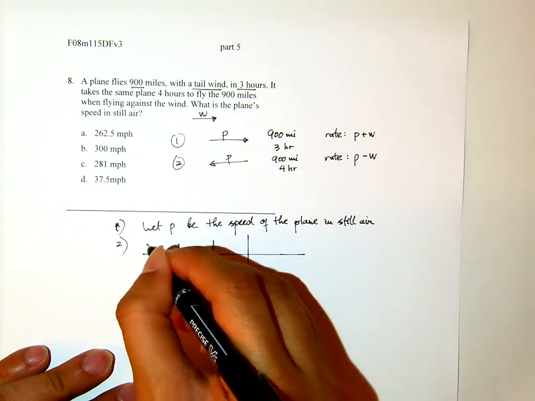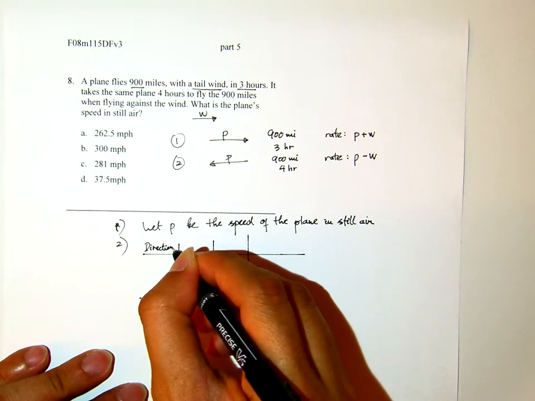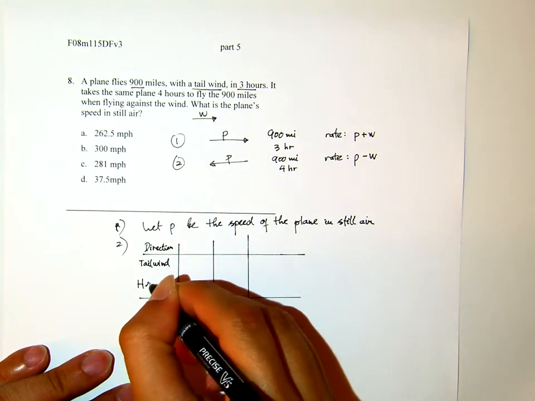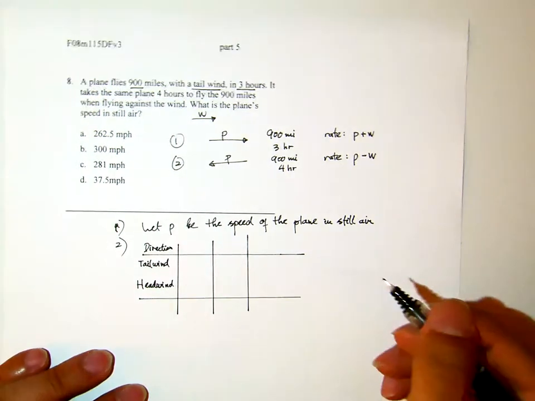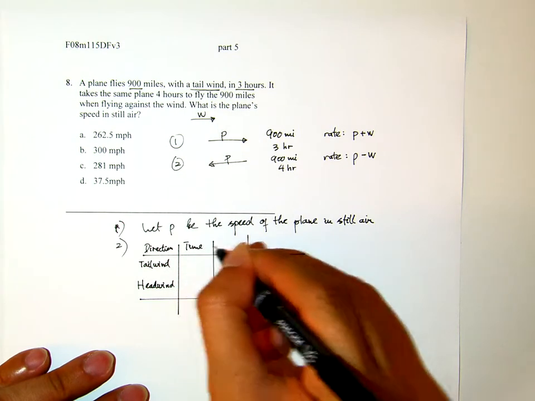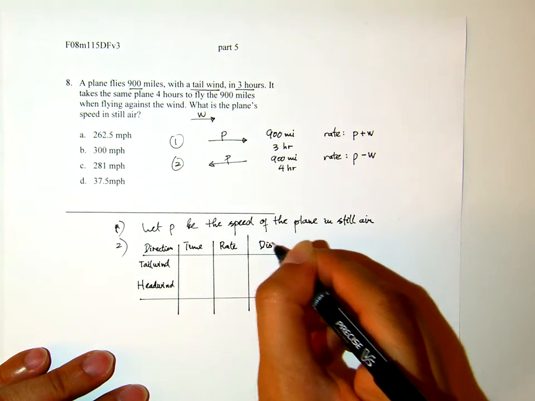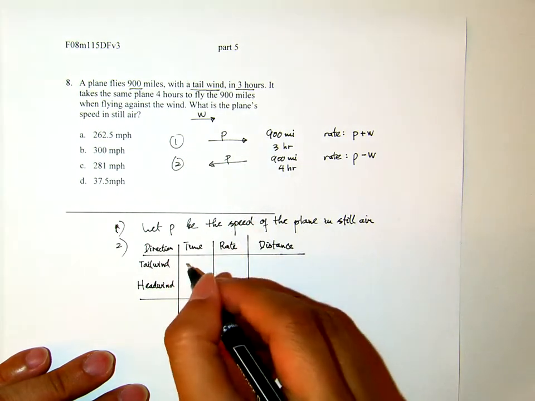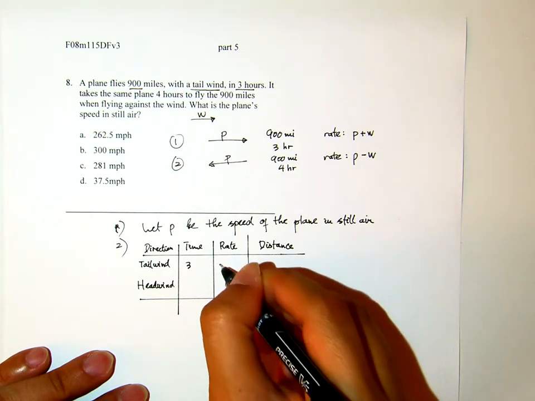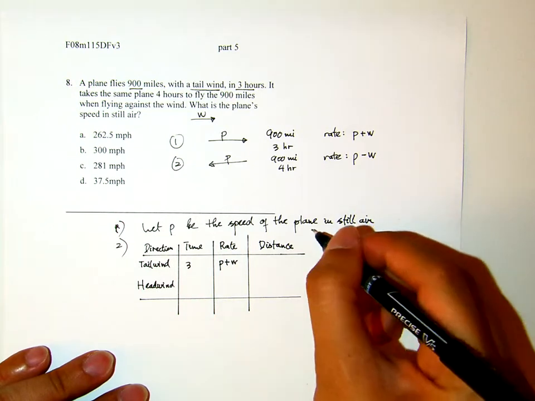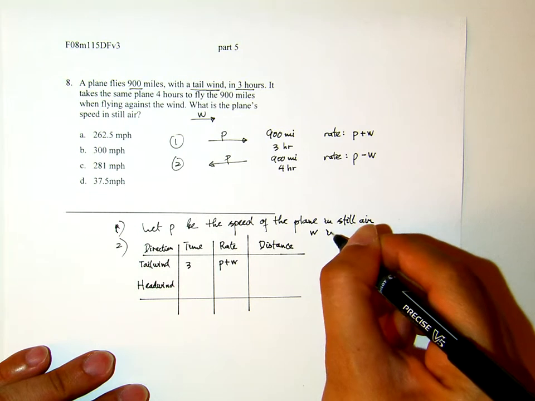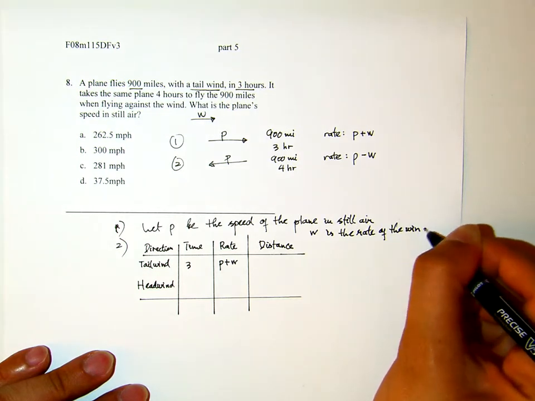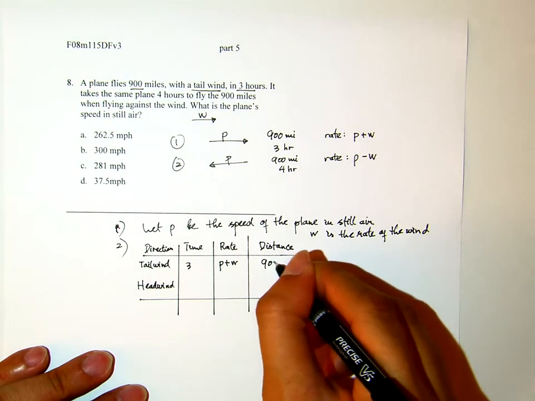Now, this is the direction, which is the tailwind, and then against the wind, or sometimes we call that headwind. Okay, the time, the rate, the distance. The time with the tailwind, which is with the wind, is 3 hours. The rate, we know because it is a tailwind, will be P plus W. Let's define that W first. W is the rate of the wind. And then the distance, as we know, is 900 miles.